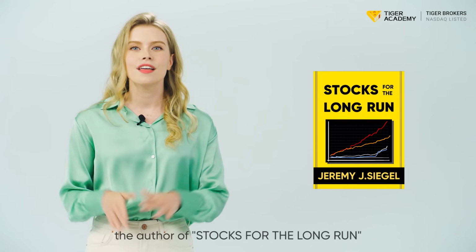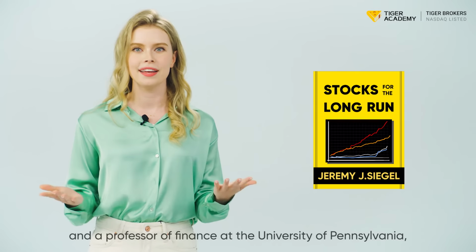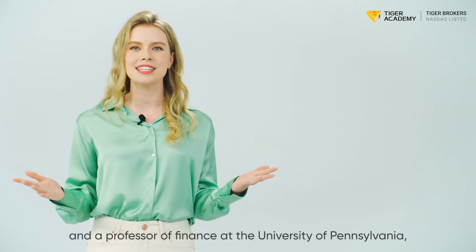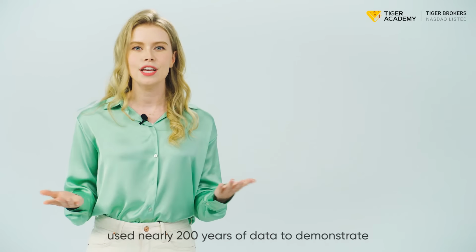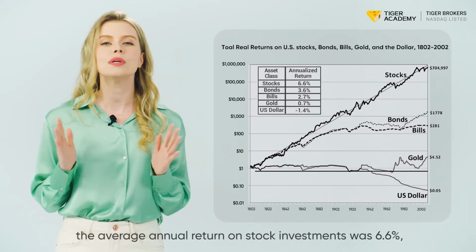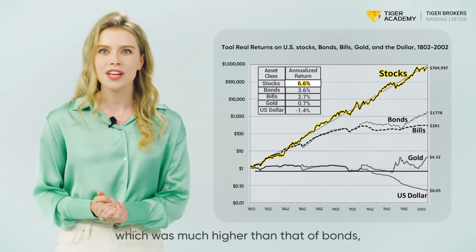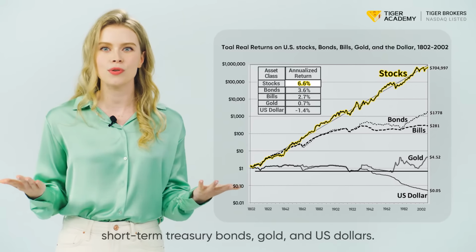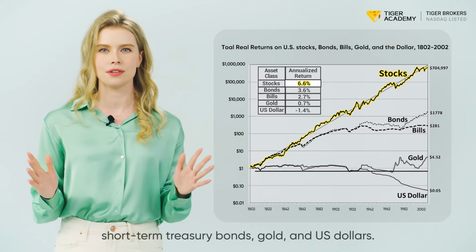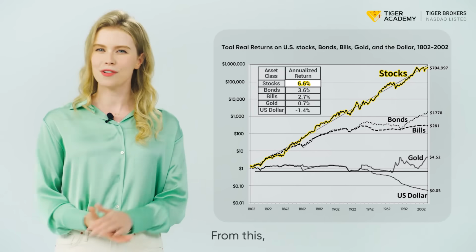Dr. Jeremy Siegel, the author of Stocks for the Long Run and a professor of finance at the University of Pennsylvania, used nearly 200 years of data to demonstrate that real average annual returns on stock market investing remain around 7% in the long term. From 1802 to 2002, the average annual return on stock investments was 6.6%, which was much higher than the bonds, short-term treasury bonds, gold, and US dollars. From this, we can see that investing in stocks has been a better long-term deal.